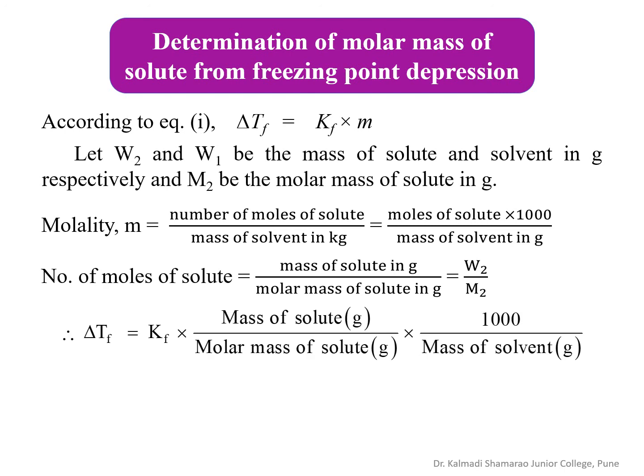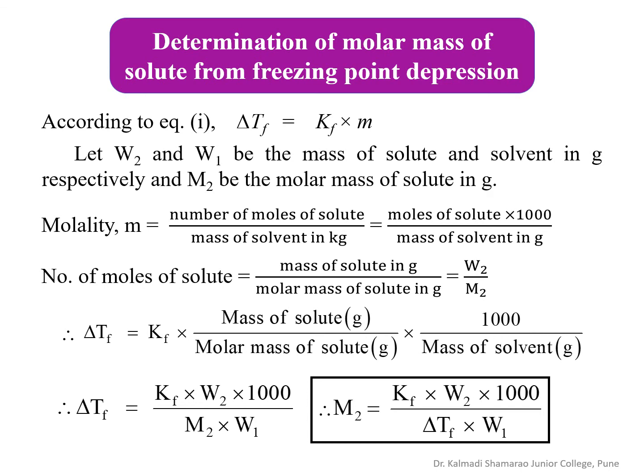Substituting in equation 1, delta Tf is equal to Kf into mass of solute divided by molar mass of solute into 1000 upon mass of solvent in gram. Therefore, delta Tf is equal to Kf into W2 into 1000 divided by M2 into W1. Let us write the equation in terms of M2. Therefore, M2 is equal to Kf into W2 into 1000 divided by delta Tf into W1. By knowing all the other quantities, the molar mass of solute M2 can be calculated.